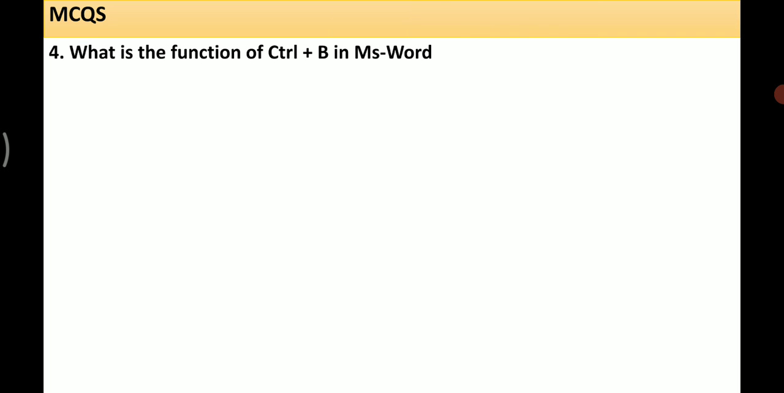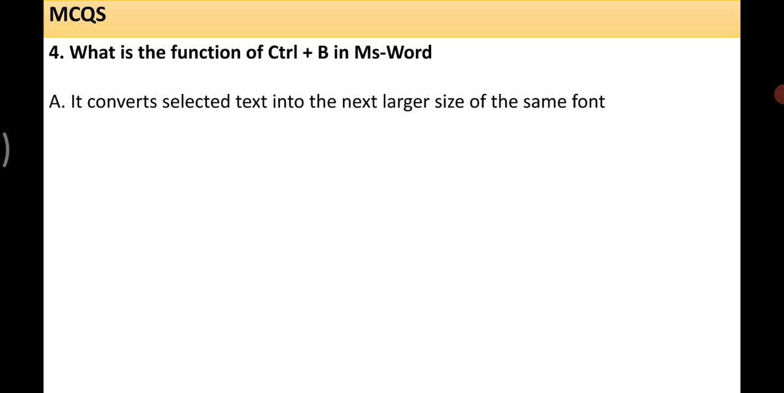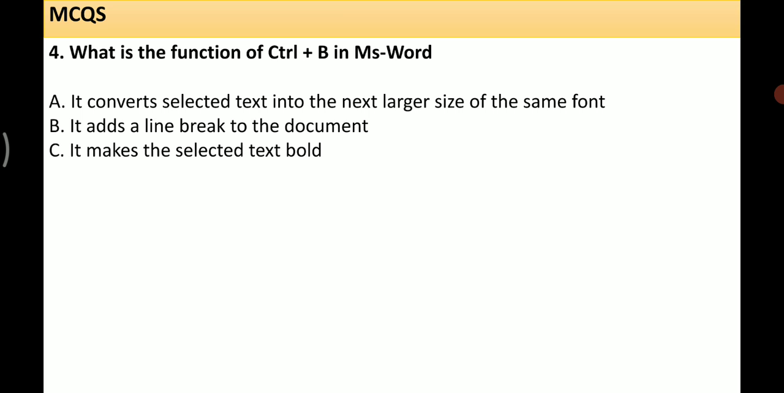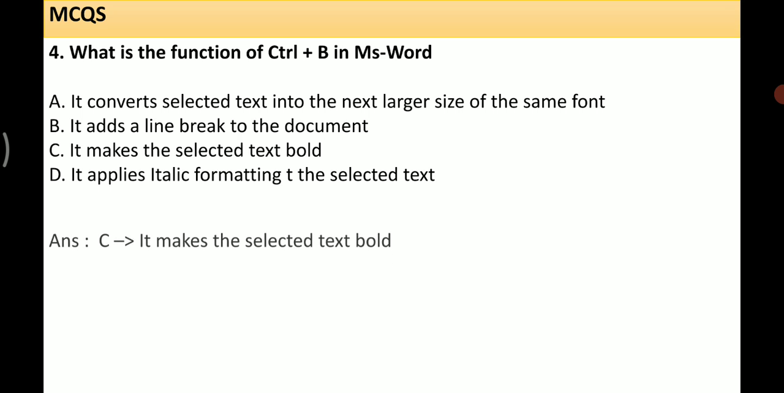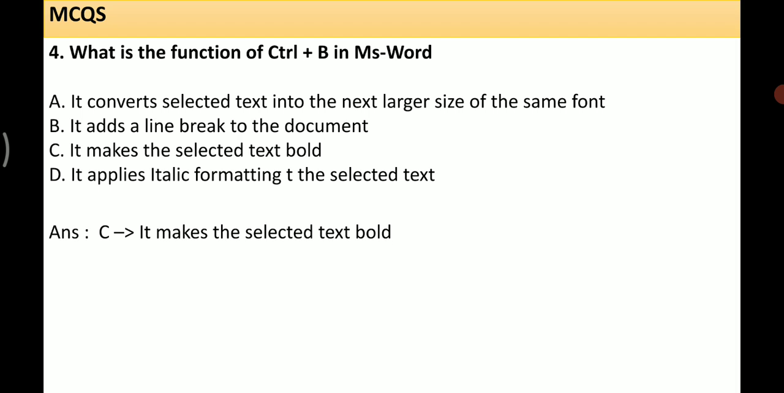Fourth question. What is the function of Control plus B in MS Word? The first option is it converts selected text into the next larger size of the same font. B, it adds a line break to the document. C, it makes the selected text bold. D, it applies italic formatting to the selected text. The correct option is C, it makes the selected text bold.